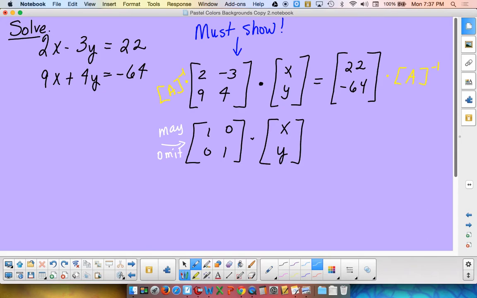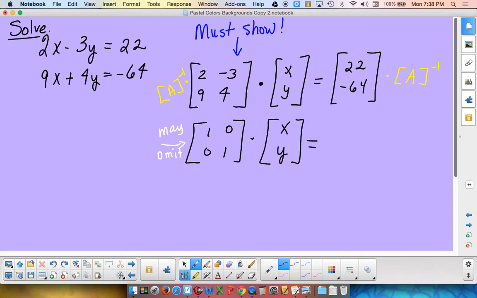Now, on the other side, we really do have to multiply the inverse matrix times the 22 negative 64. The question is, what order must we write it in to get this done? Which would be the correct order? Somebody out there, I hope, is remembering our chant from when we did this before. Inverse first, inverse first, inverse first.